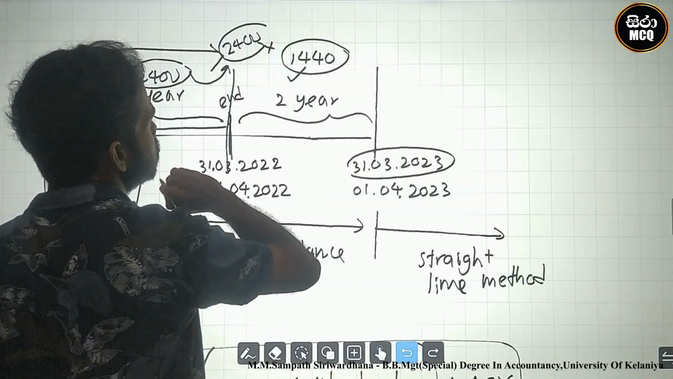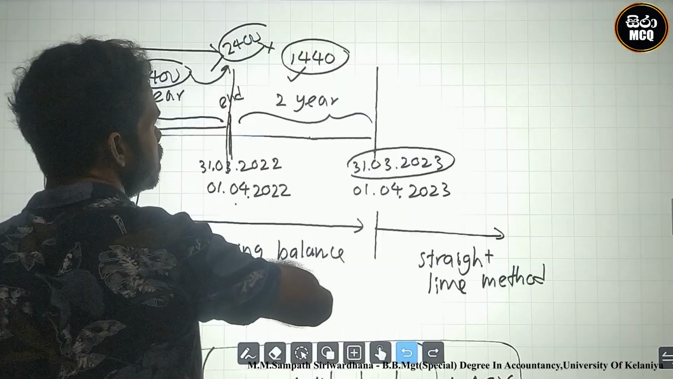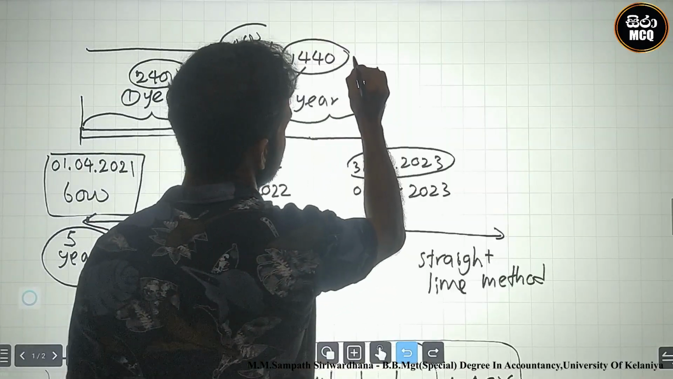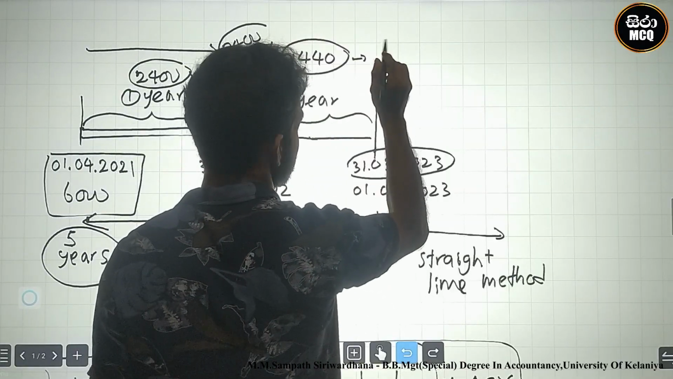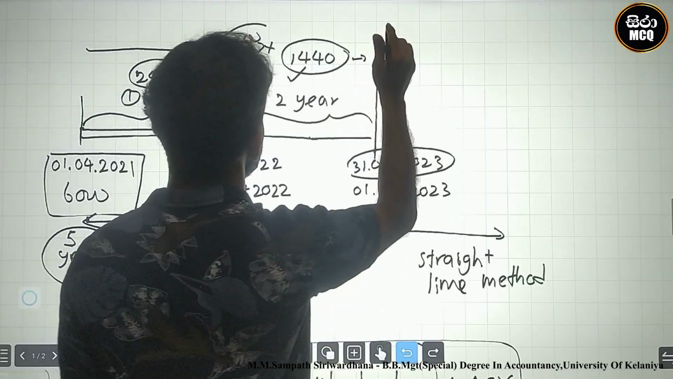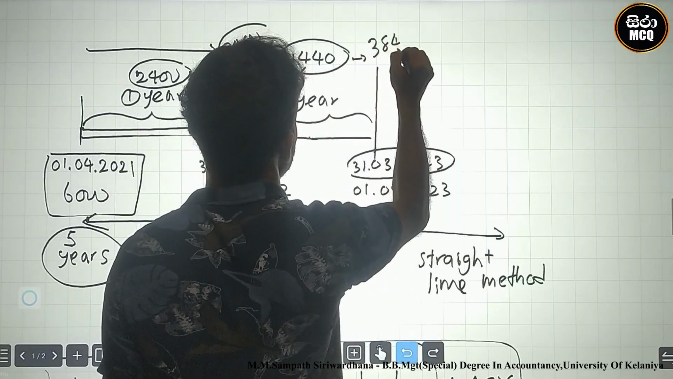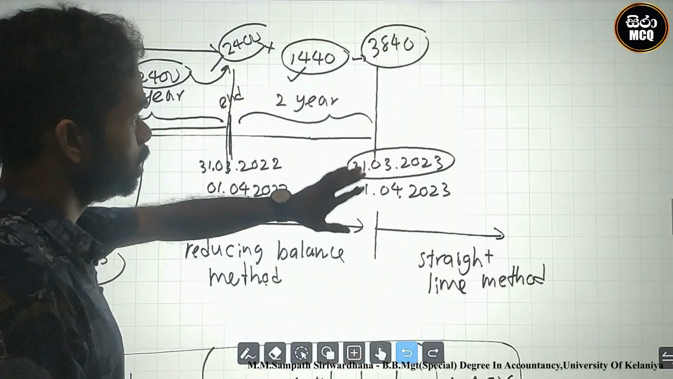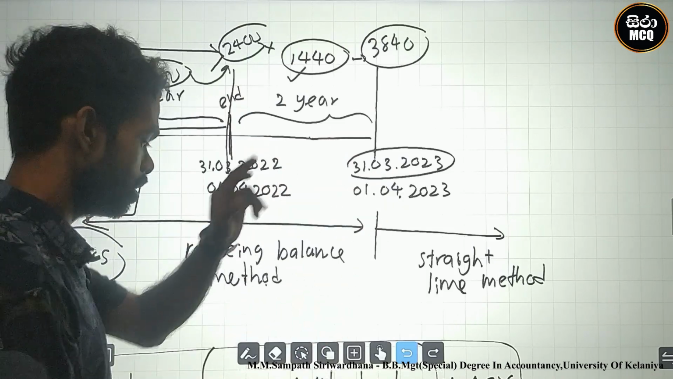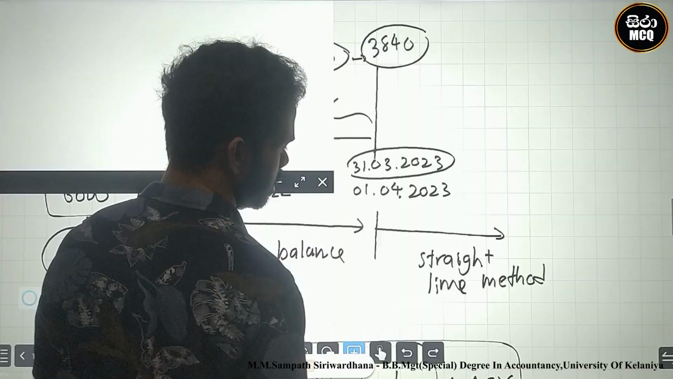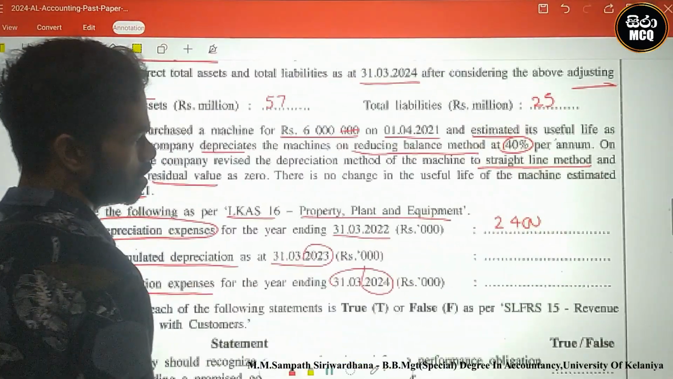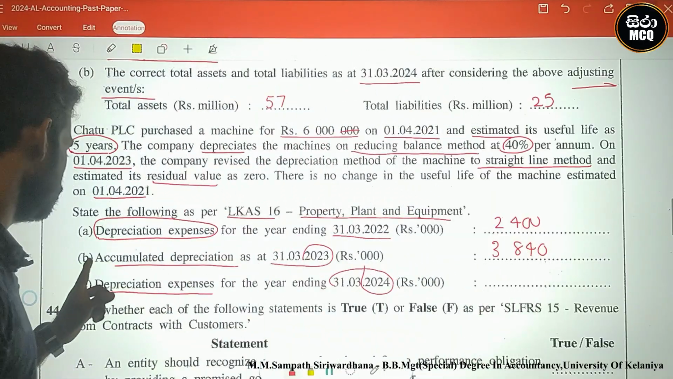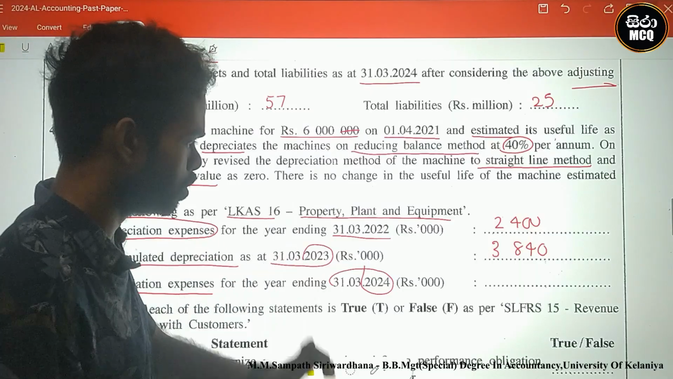I can add the opening cumulated depreciation, this is 2,400, and I add this annual depreciation. We can find the cumulated depreciation as at 31st March 2023: 3,840. Okay, cumulated depreciation as at 31st March 2023, 3,840. This is the answer. 3,840 is the answer for B, cumulated depreciation as at 31st March 2023.